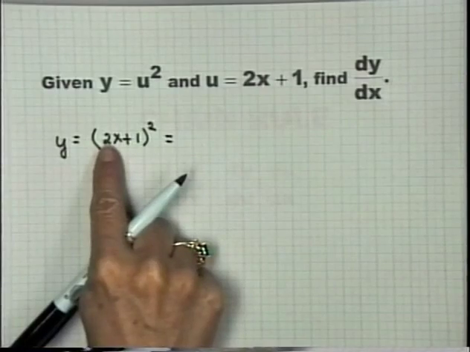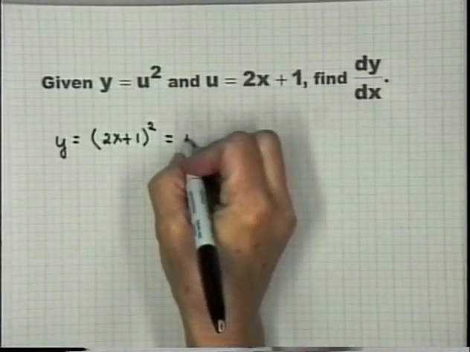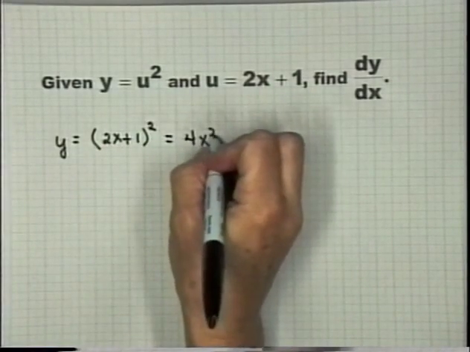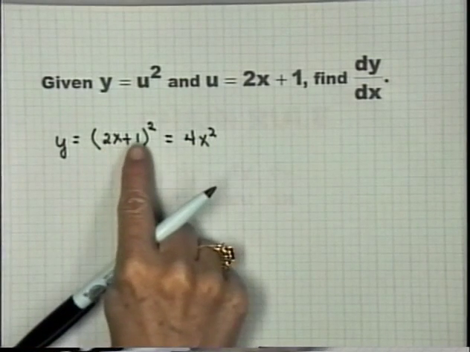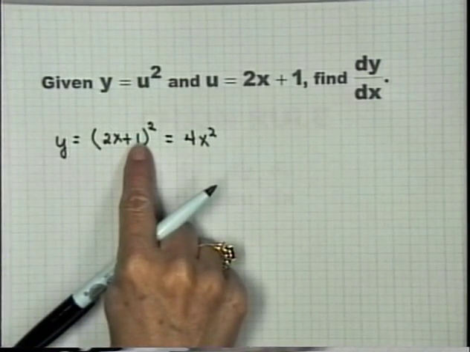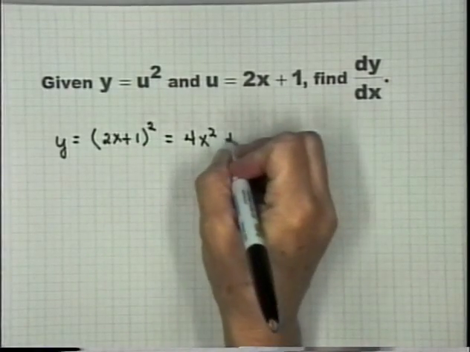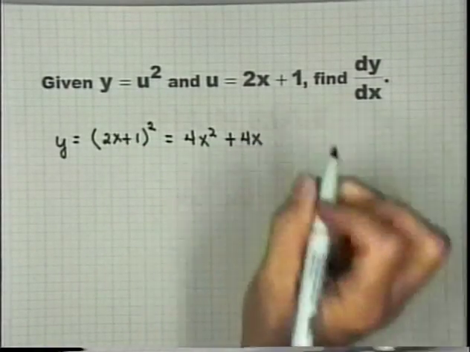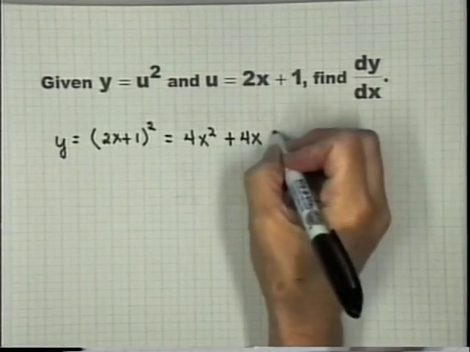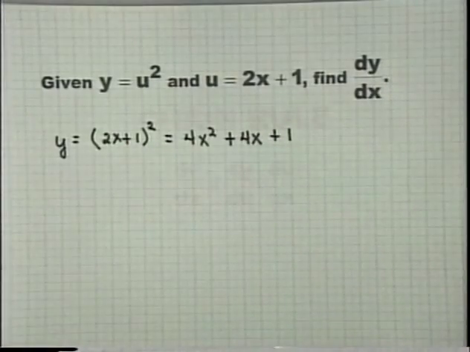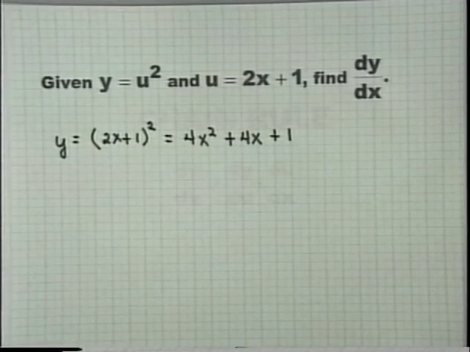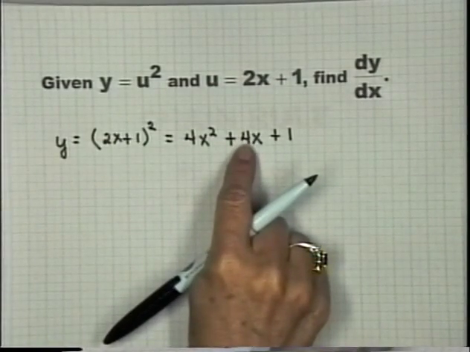Recall, to square a binomial, you square the first term. That would give you 4x squared. Then you multiply the first and second terms together, getting 2x, and you double that answer. So 2x doubled gives you 4x. And then finally you square the last term and get a plus 1. Now if you don't remember that shortcut process for squaring a binomial, you can write two factors of 2x plus 1 side by side and do the FOIL process, and you'll get the same thing.